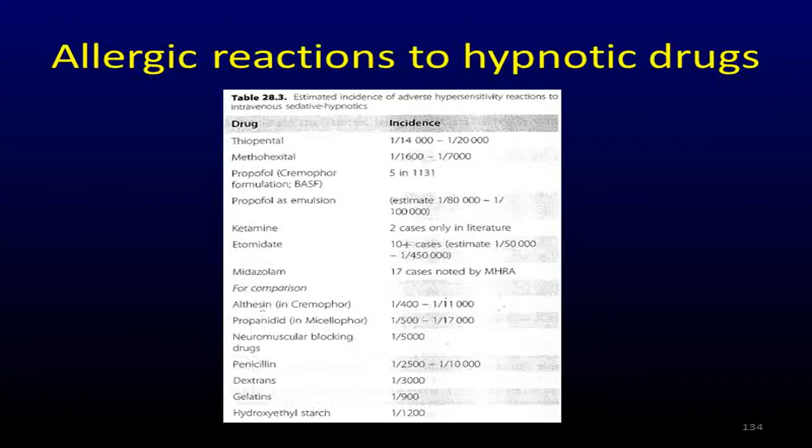One of the last things to talk about, I think, is allergic reactions to the drugs that you give in the IV. Do you think there's a high tendency for patients to be allergic to these drugs? No. Let's look at thiopental. That's quoted at up to 1 in 20,000 being actually allergic to the compound thiopental. Right? Brevital, 1 in 1,600 to 1 in 7,000. It doesn't happen very often, right? Propofol, that's a weird number, 5 in 1,131. Ketamine, there have been only 2 cases reported. Midazolam, 17 cases reported. So it is very, very rare. The neuromuscular blocker, you'll see later, has a low tendency.